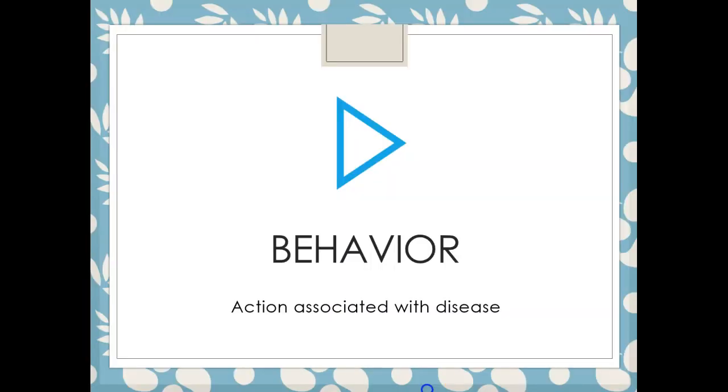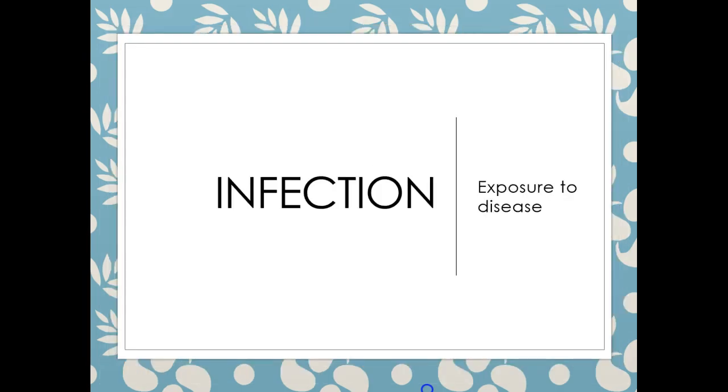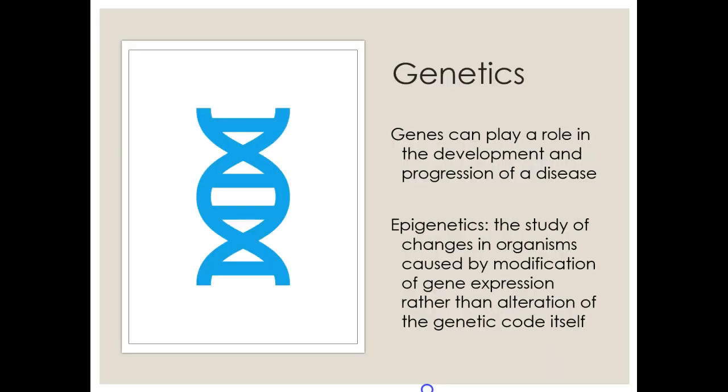So, behavior. Behavior is all the actions associated with the development of a disease. So things like smoking, exercise, using condoms, these are all personal behaviors that help reduce risk. Infection. Individuals that are exposed to germs are more likely to develop infectious diseases. So exposure to germs increases your risk of infection.